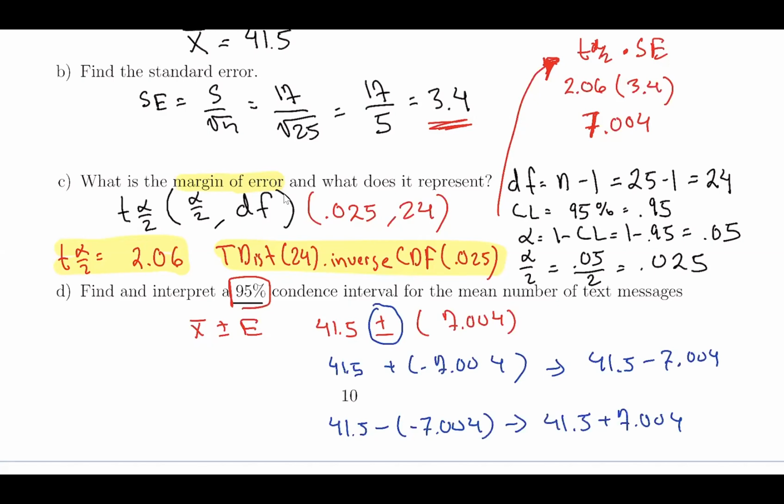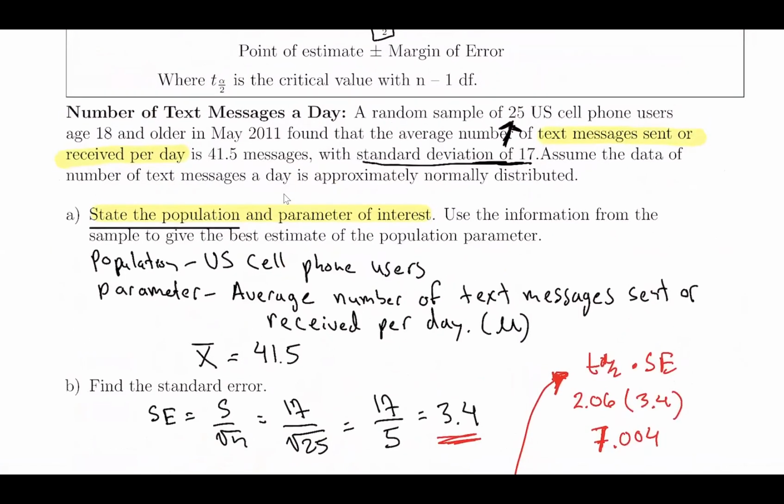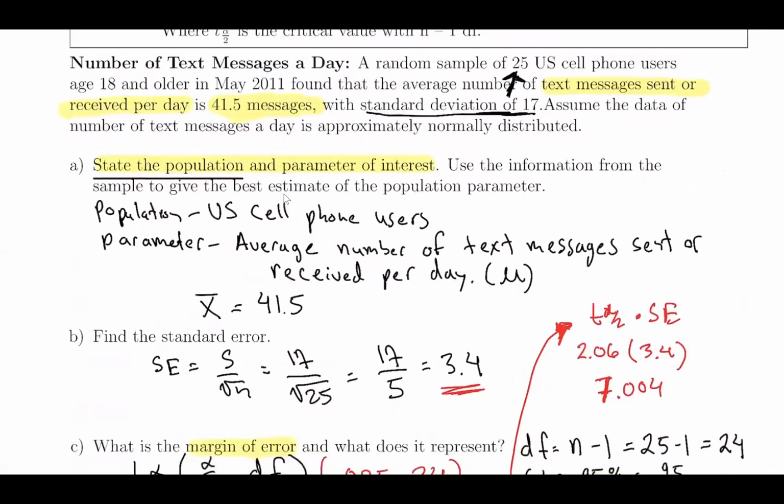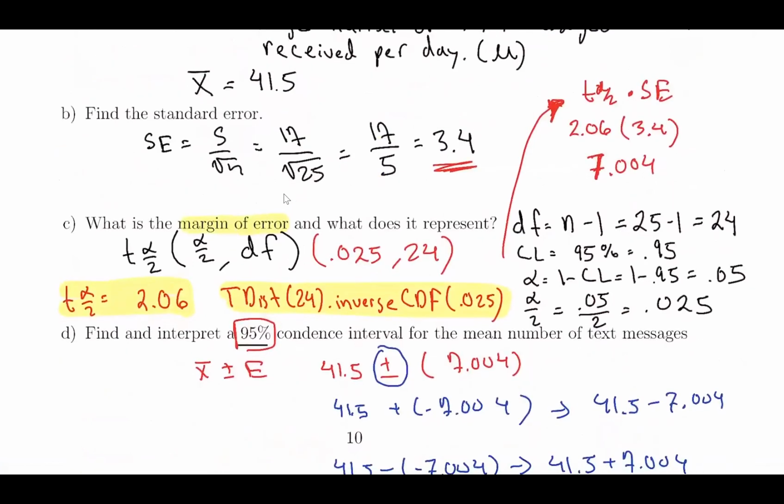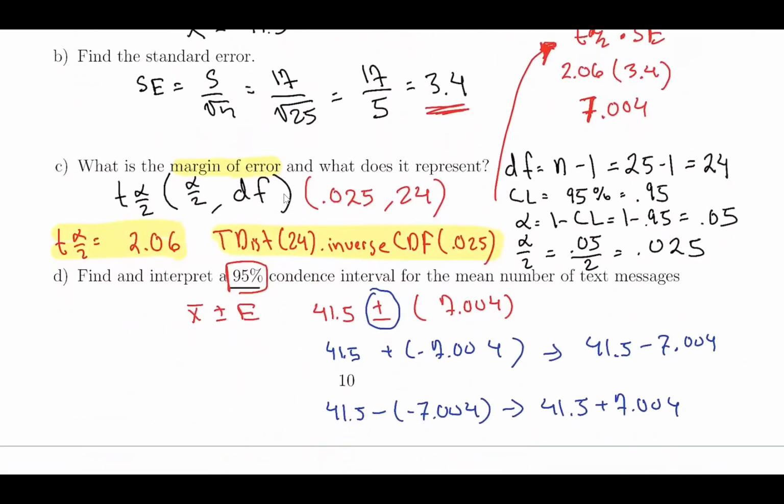All right. So the 41.5 comes from over here. That's why, for the margin of error, you never put a negative margin of error, because at the end of the day, you're still going to be doing plus or minus a margin of error.